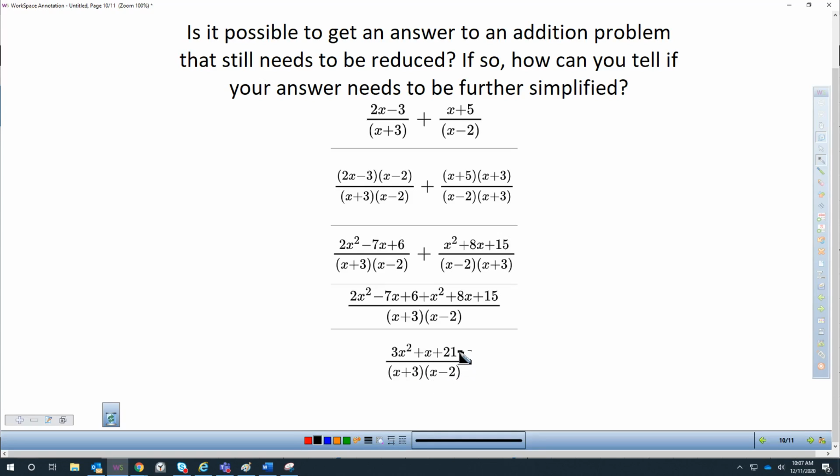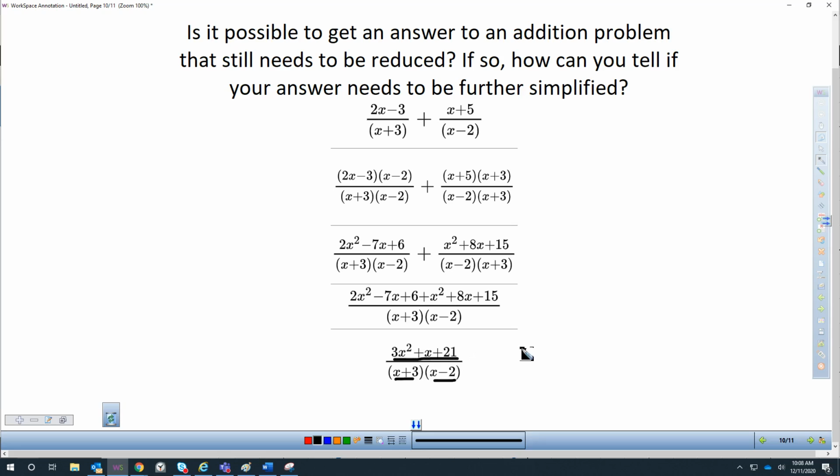And something to keep in mind is it's only going to be able to cancel with one of these things on the bottom. So really, I only have to see if this polynomial on the top has either of these things as a factor. And if it doesn't, then there's not going to be anything that cancels anyway, even if it is able to be factored. So when you get to the last step on an addition problem, just check to see if one of these things can be a factor. Here's an example of how you would do that real quick.